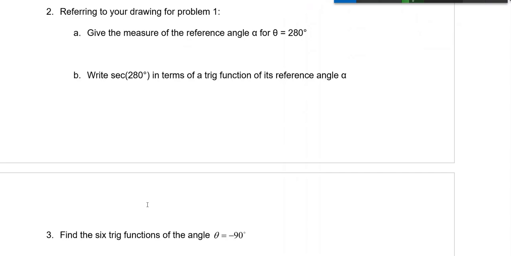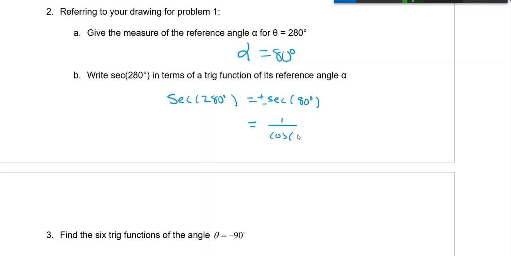We already marked the reference angle. It's 80 degrees. Secant of 280: any trig function of any angle is equal to that same trig function of its reference angle, except for a possible change in sign, the plus or minus sign. It could be plus or minus, we're not sure yet because we haven't explored the quadrant, but in terms of magnitude, absolute value, it's going to be the same. The secant is defined as 1 over the cosine, so we can write it that way. Secant of 280 is 1 over the cosine of 80.